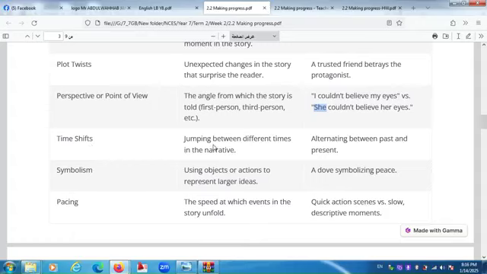Time shift, it is when you jump or transition between times in order to attract the reader in the narrative. An example, alternating between past and present.